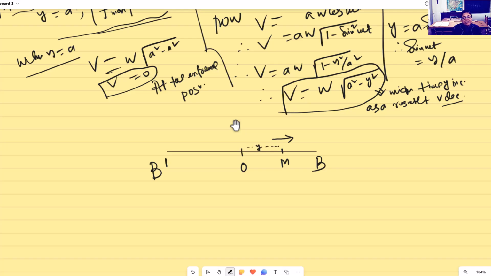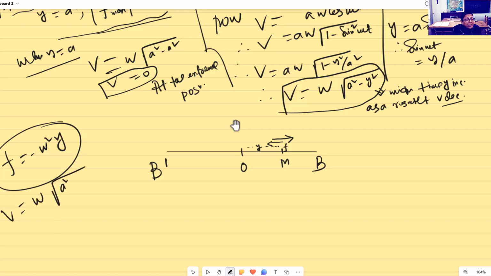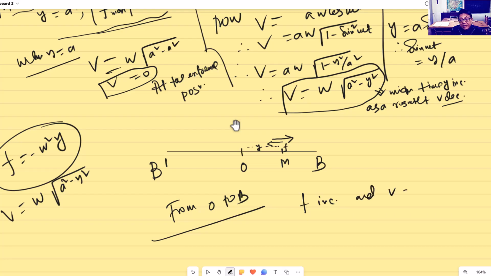Its acceleration, which is directed towards the mean position, F, is increasing, because F is minus omega square y. Y increases, F increases. But V is what? Omega root over a square minus y square. So V decreases. Particle goes from O to B. So during its journey from O to B, F increases and V decreases. At the extreme position, what happens?